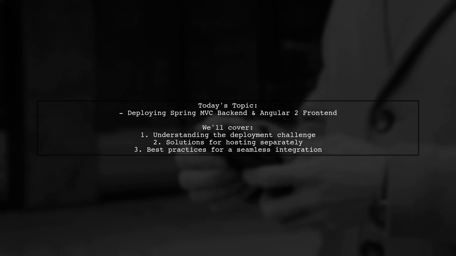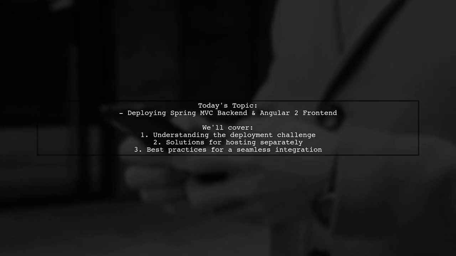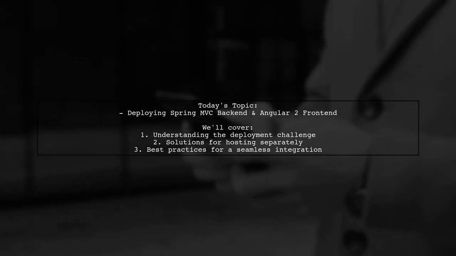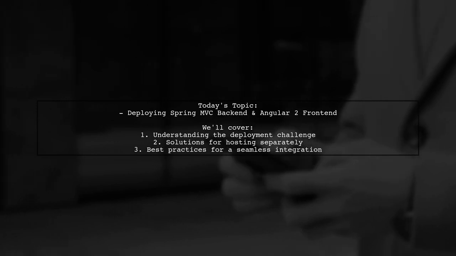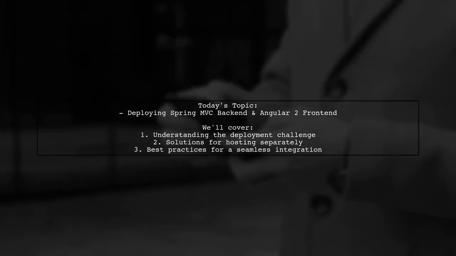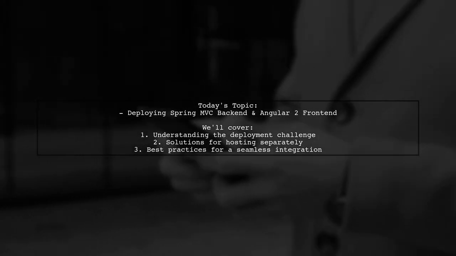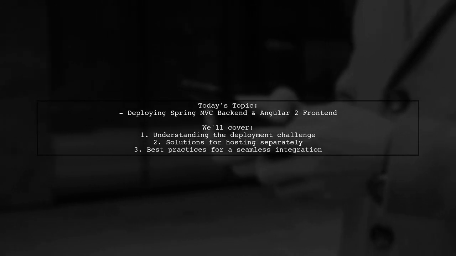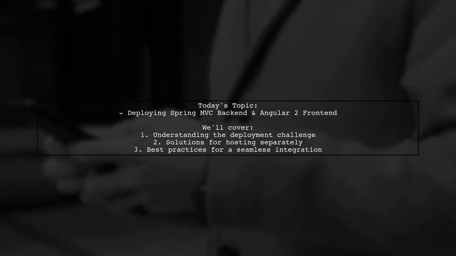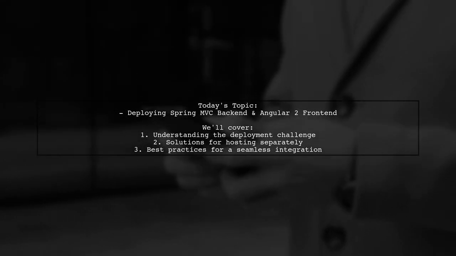Today, we're tackling a question that many developers encounter when working with modern web applications. Our viewer is curious about how to deploy a Spring Framework backend alongside an Angular 2 front end on any online server. They mention that they are not using JSP pages for the user interface, opting instead for HTML, CSS, and Angular 2, with a clear separation between the front-end and back-end projects.